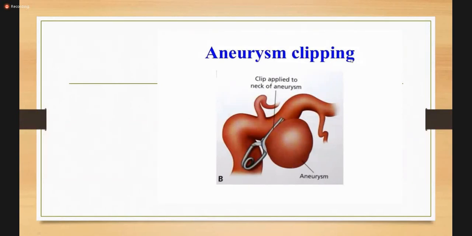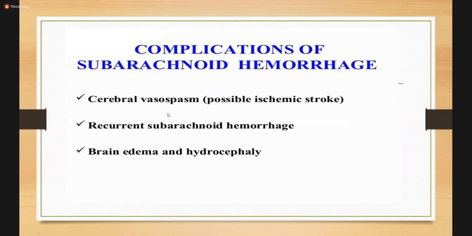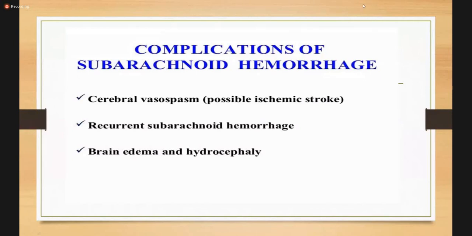The complications of subarachnoid hemorrhage are cerebral vasospasm, and the vasospasm leads to ischemic stroke again. The patient may have recurrent cerebral hemorrhages. Again, the patient can have brain edema and hydrocephalus, as in intracerebral hemorrhage. So this is all about intracerebral hemorrhage and subarachnoid hemorrhage, their pathophysiology, treatment, and complications. So we have completed the ischemic stroke, and we have also completed the hemorrhagic stroke.